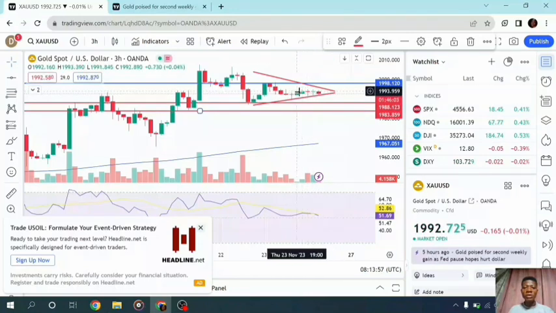So if there's any news that will come up, then there will be a breakout. The breakout could be on the bullish or the bearish side. These are the two support levels for now. The first support level is around 1988, and the second support level is around 1983. It's always advisable to trade around these support levels.